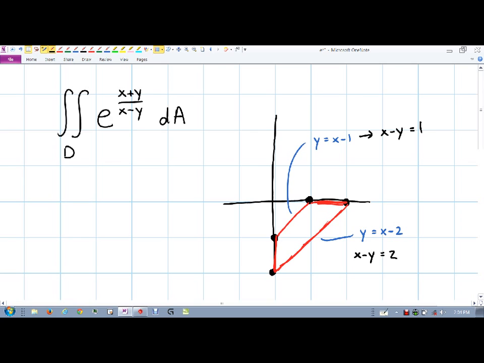Okay. What else? How about the other two lines? This one is y equals 0. And this one right here is x equals 0. So what do you think about that? What's that?